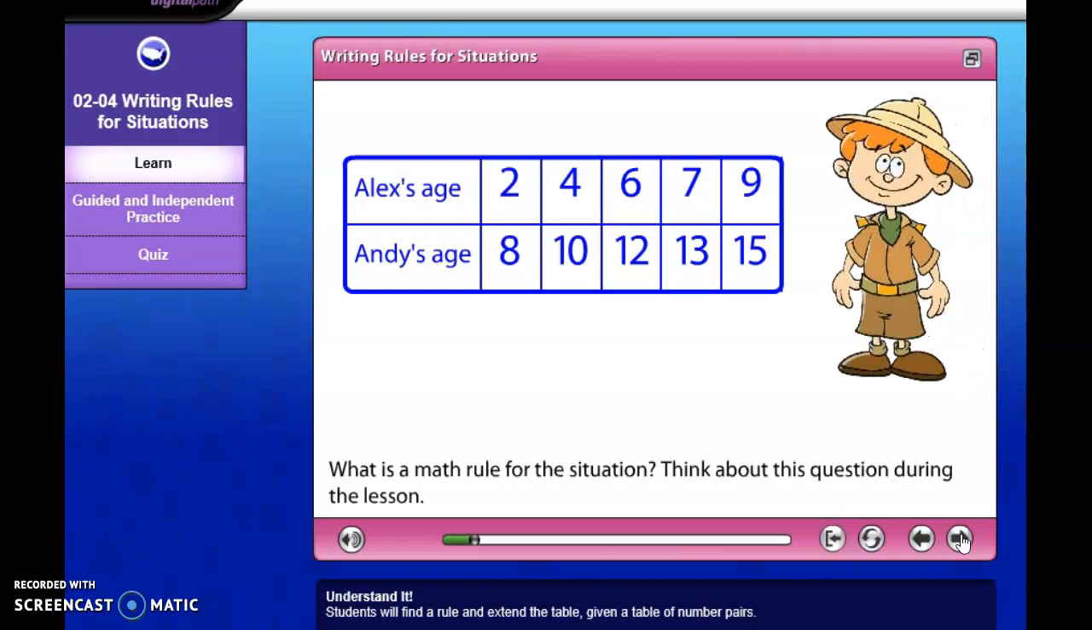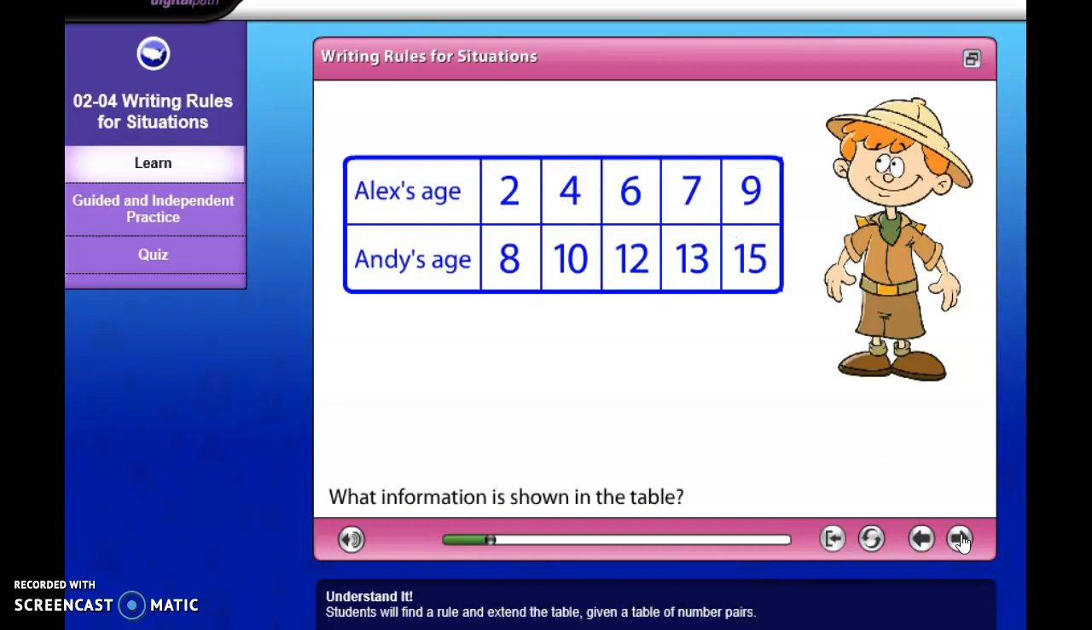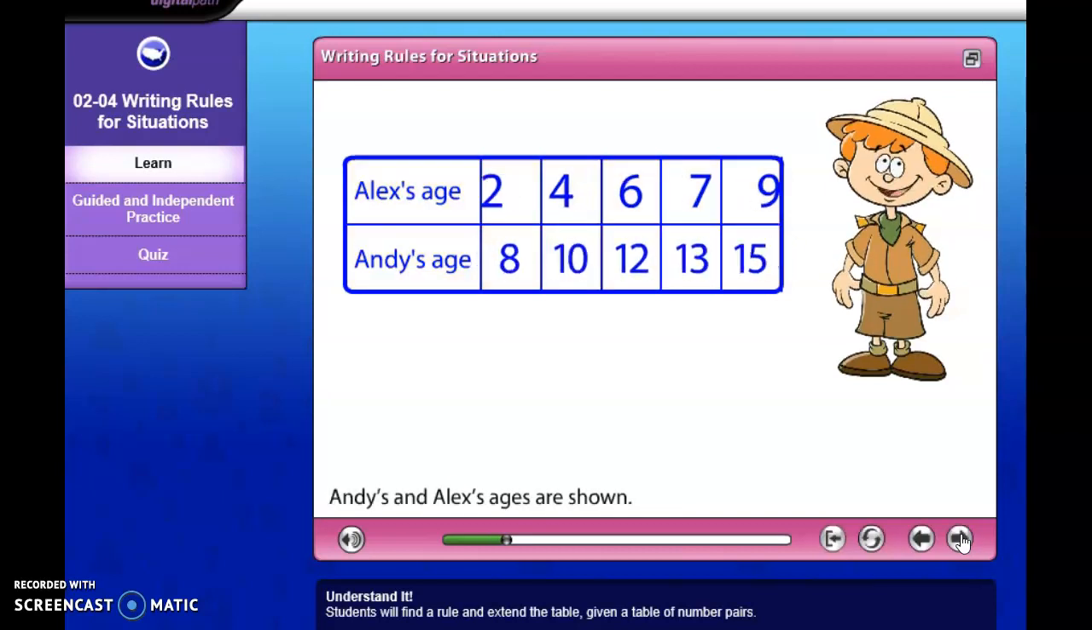What is a math rule for the situation? Think about this question during the lesson. Think about the relationship between Alex's age and Andy's age. If Alex is 2, how many years older is Andy? What information is shown in the table? Andy's and Alex's ages are shown.